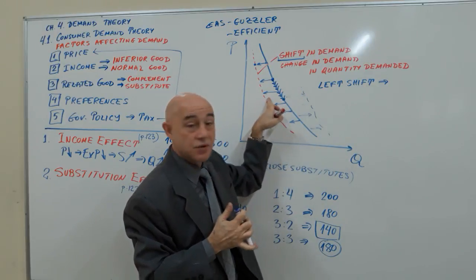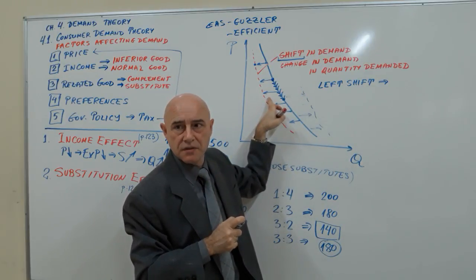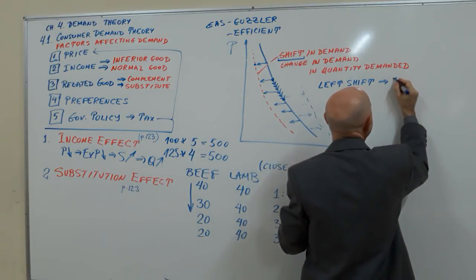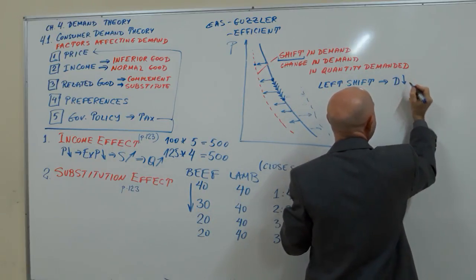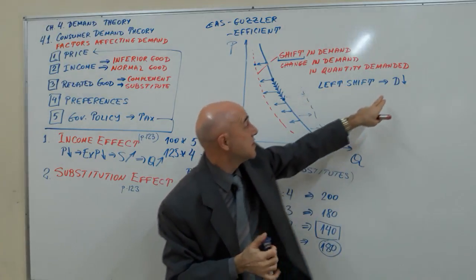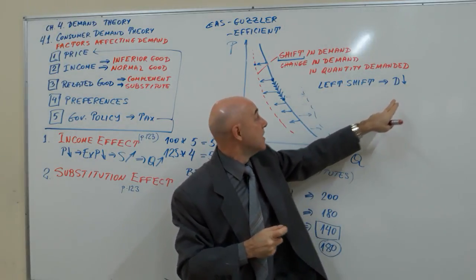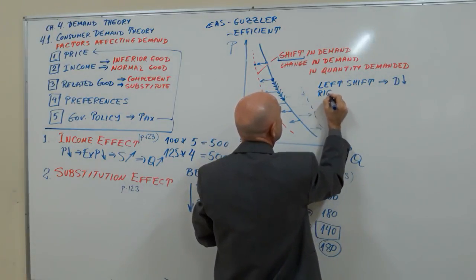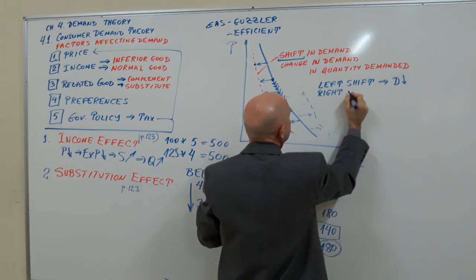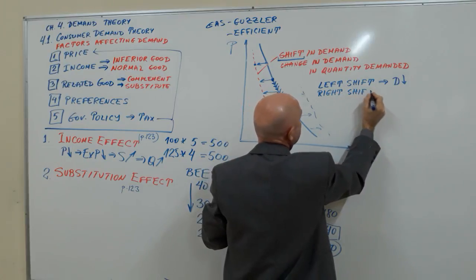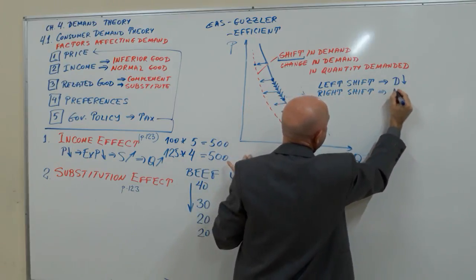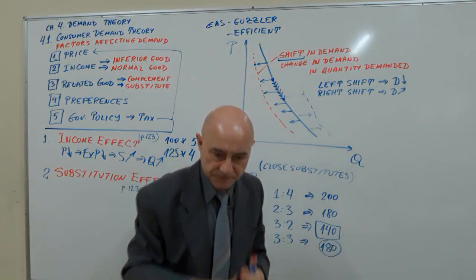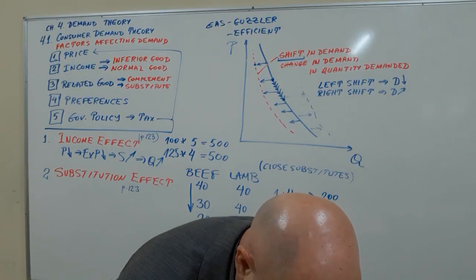When the curve shifts to the left, demand decreases. So I just like to write it like this: demand with an arrow going down. This is decreasing demand. Now, when I have a right shift, demand increases.